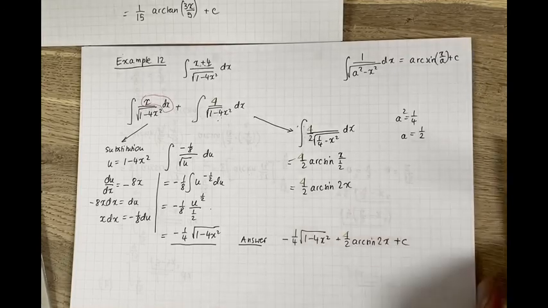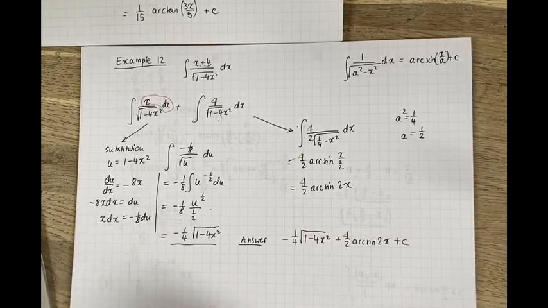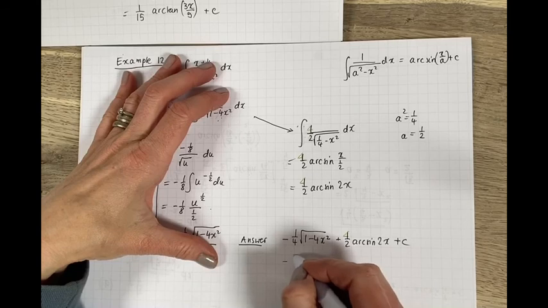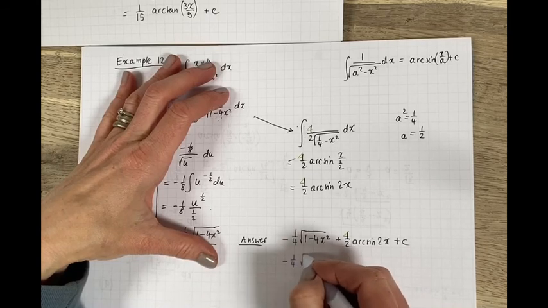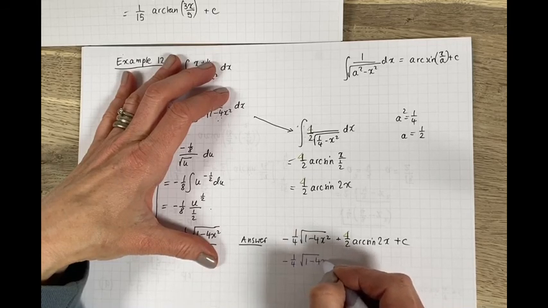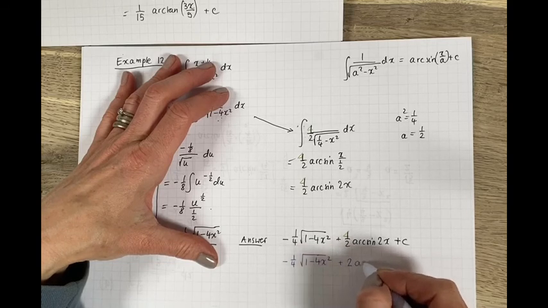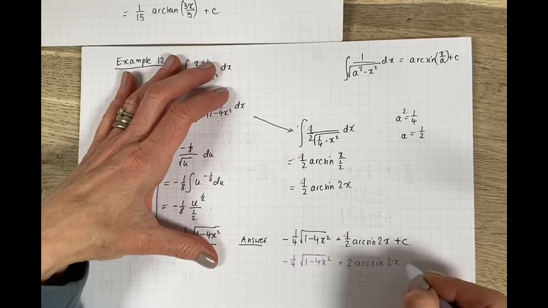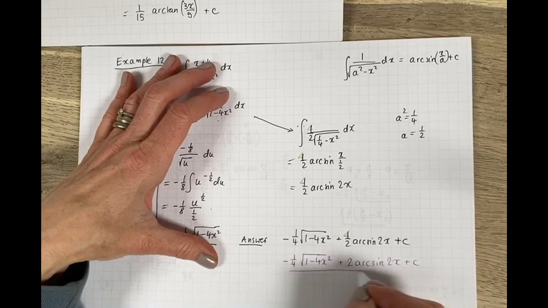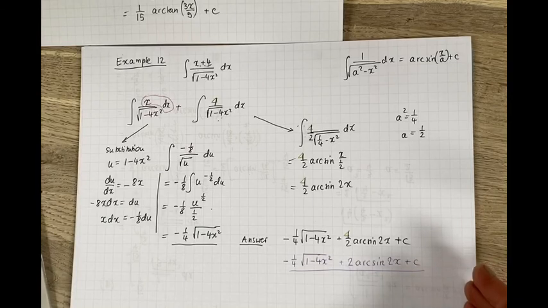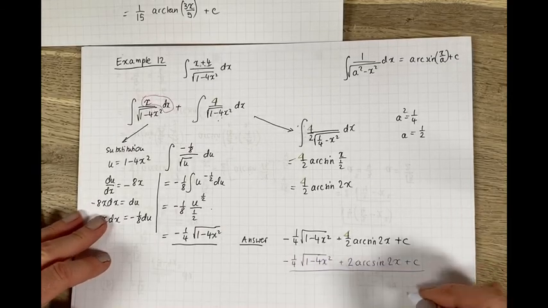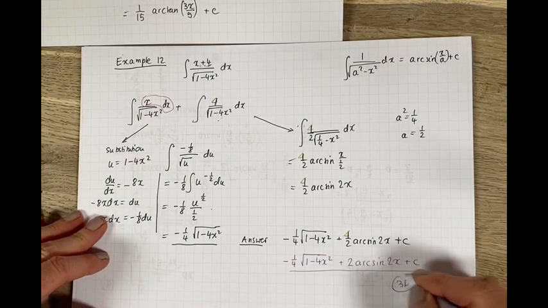So let's write it fully. Let's do a purple color. So it's minus 1/4 square root of 1 minus 4x squared plus 2 arc sine 2x plus c. Boom. Great. Okay, so now you can go into exercise 3D and have a go.